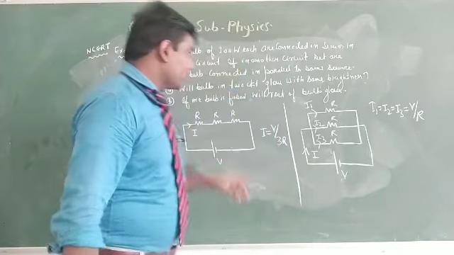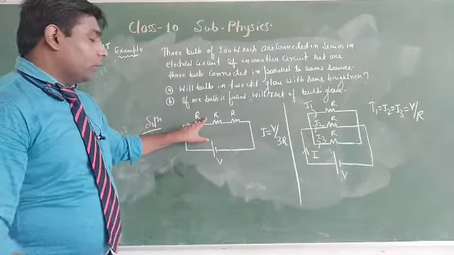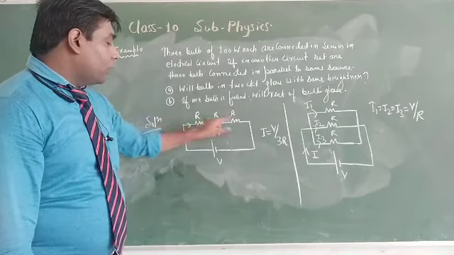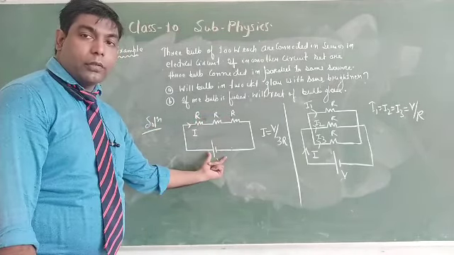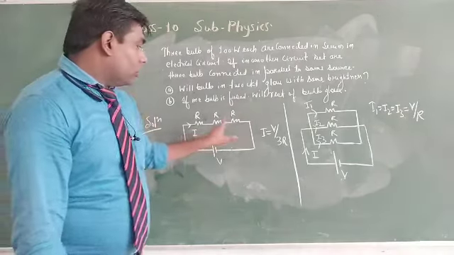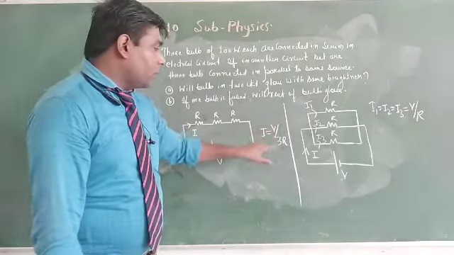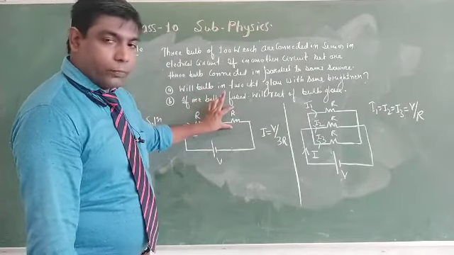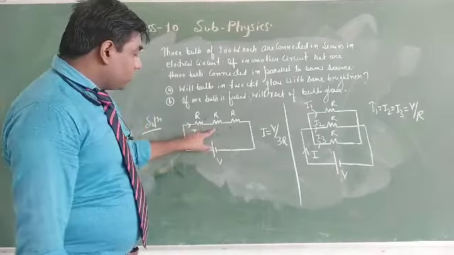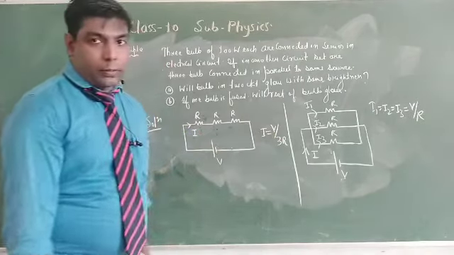Let us see. First is 3 bulbs, since they are of the same rating, each will have resistance R. Source is how much? V. So current, I know in series, current is the same. So current through each bulb will be V by 3R, because see R plus R plus R is the total resistance. So I equals V by 3R. Means in each bulb current will be V by 3R.